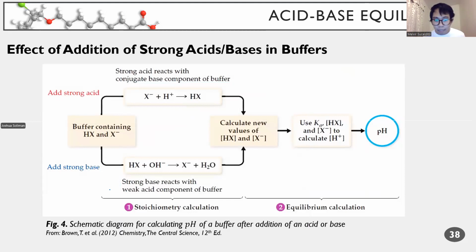Just remember for this step, the reaction between the buffer and the strong acid or the strong base is a full reaction, so you only have to consider stoichiometry. Then, for the calculation of the new concentration of H+, you have to do an equilibrium calculation. Clear?